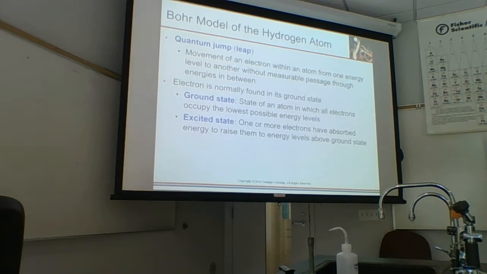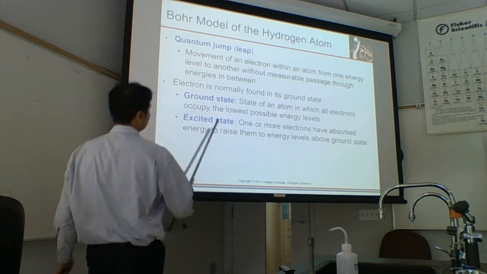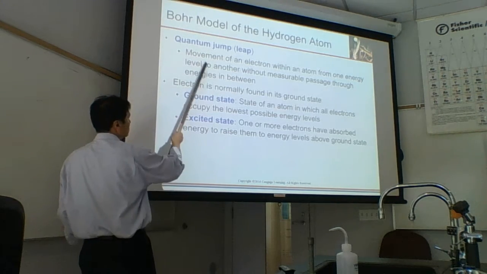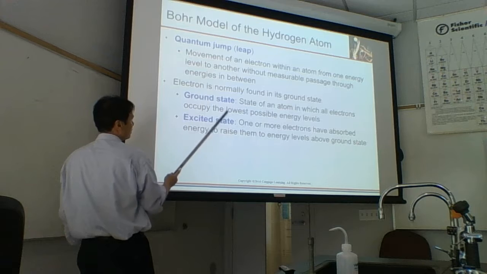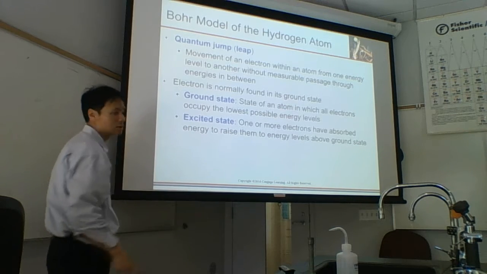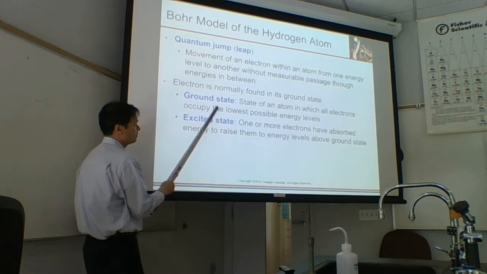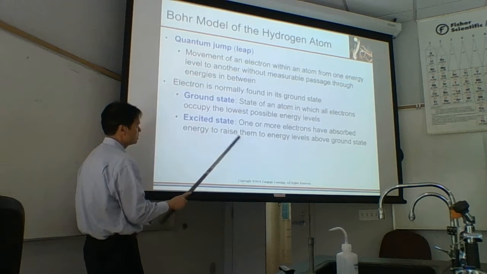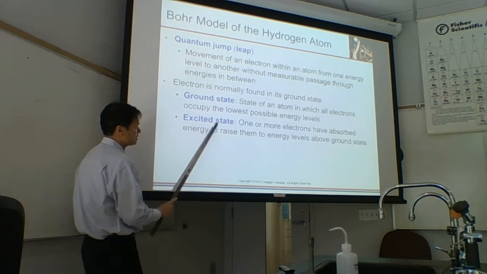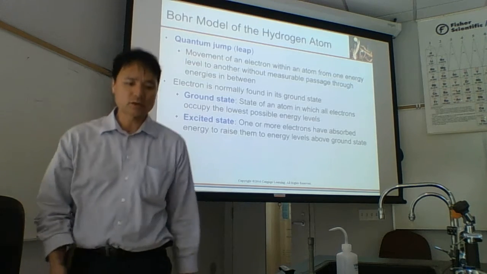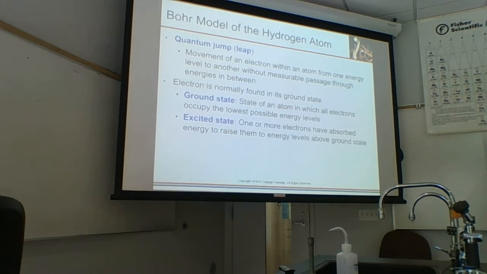Here, let's talk about the jump between energy levels. It's a quantum jump. It's not a continuous thing. It has to jump up to the next allowed one. The ground state is the lowest energy. It doesn't have to be n equals 1, just the lowest energy state possible. And then we have excited states. Excited states is when the electron gets bumped up in energy.